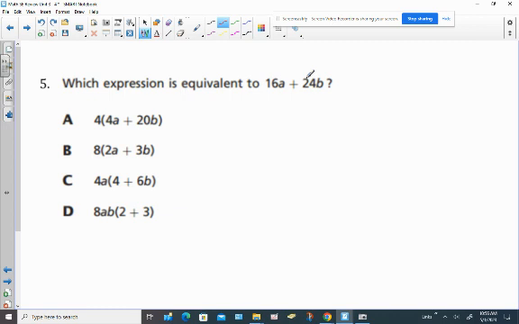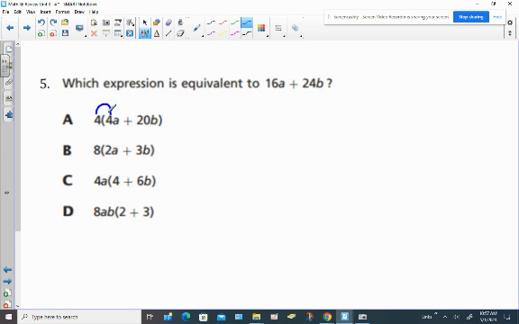We have a couple options for how we can approach this, but probably for sixth grade, it makes the most sense to attempt to distribute these and see which one would give us the same thing. So let's look at choice A. This means we have 4 groups of 4 apples and we have 4 groups of the 20 bananas.